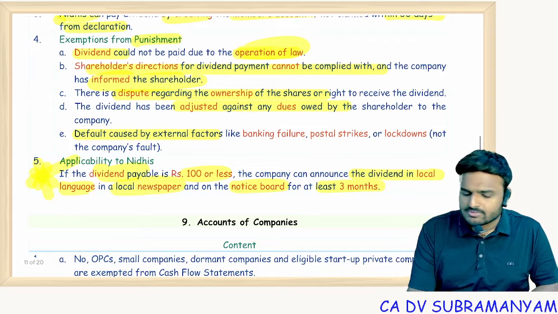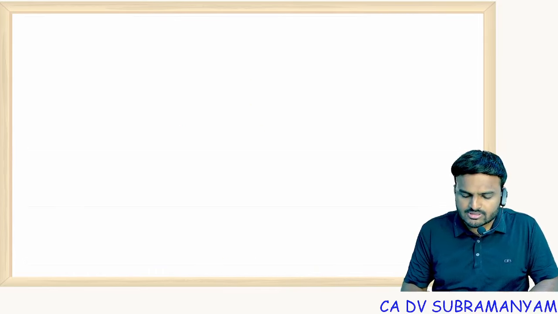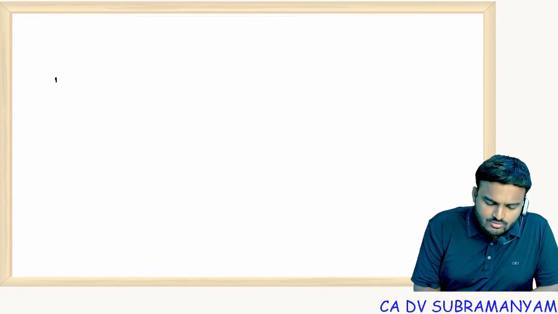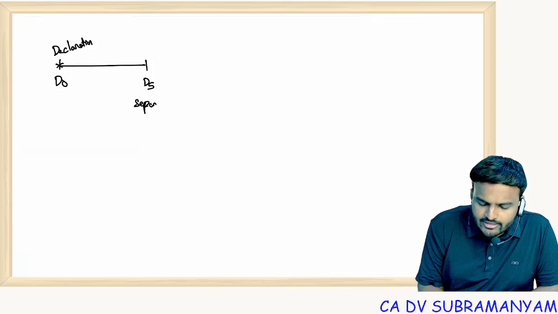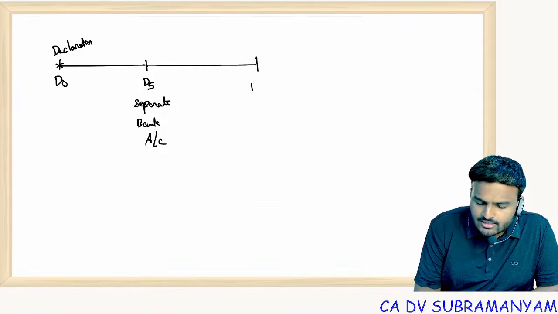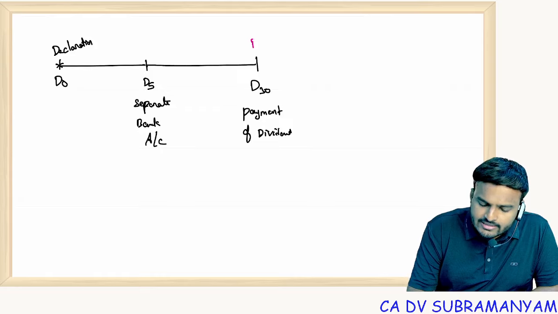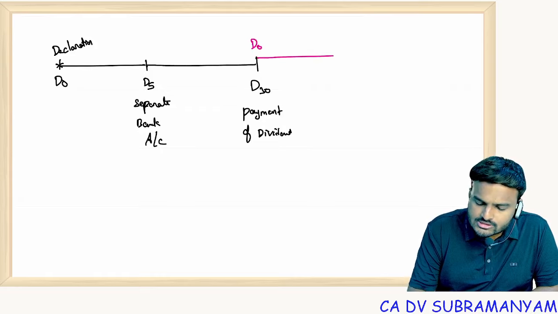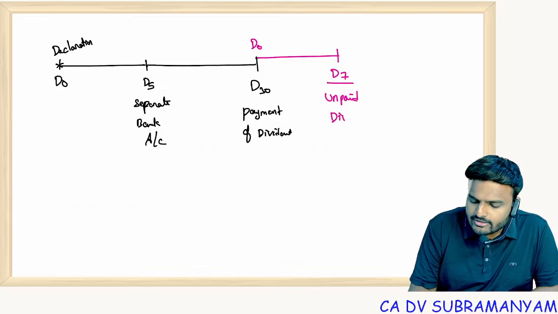In the entire dividend chapter, regarding time limits, just one simple chart. Day 0, this is the declaration date. Here dividends were declared. By day 5, deposit the dividend amount in a separate bank account. And by day 30, payment of dividend should be done. Payment of dividends. If not, I'll treat this as day 0. From here onwards, within 7 days, by day 7, transfer unpaid amounts to the unpaid dividend account.